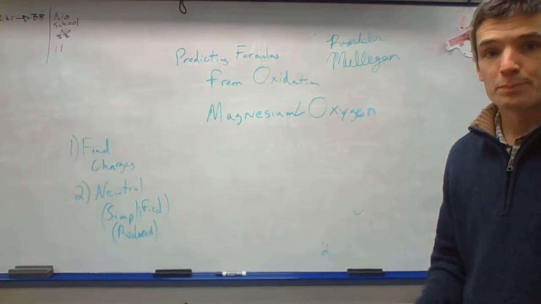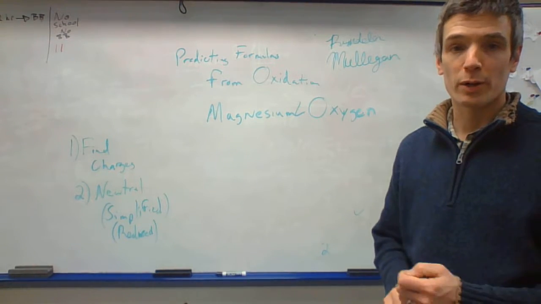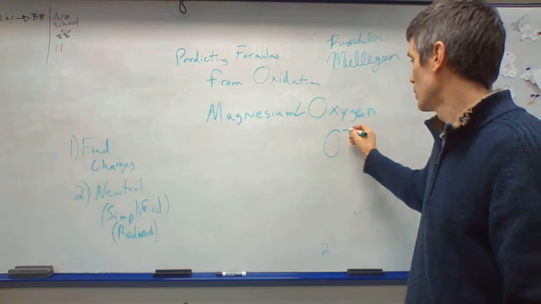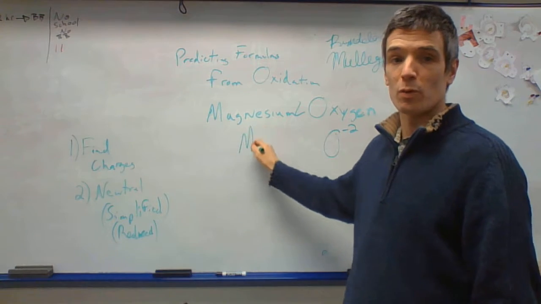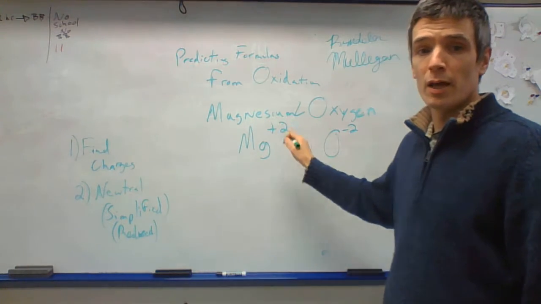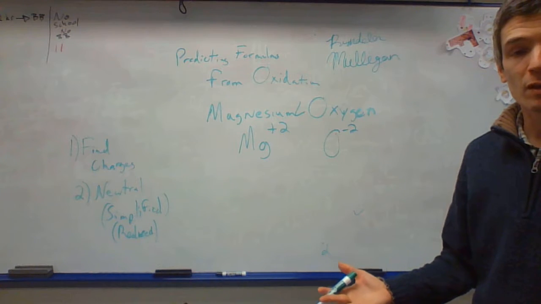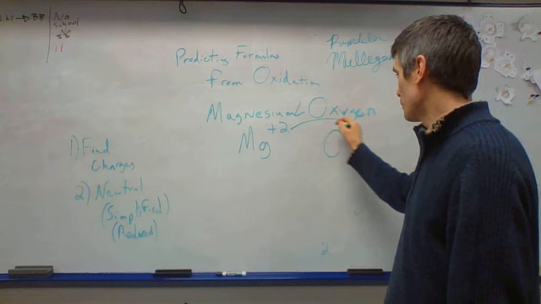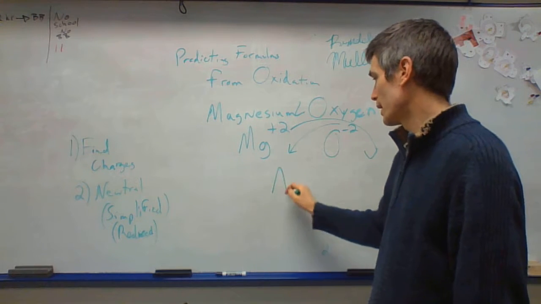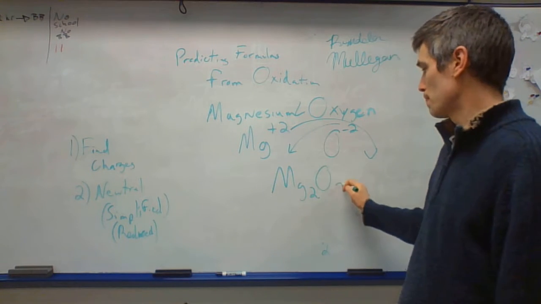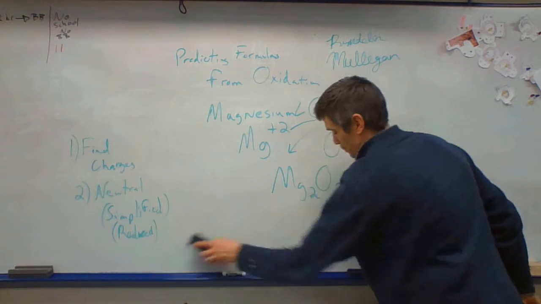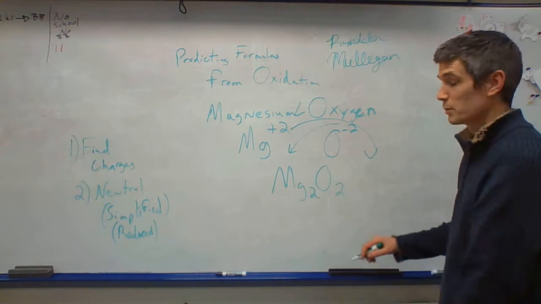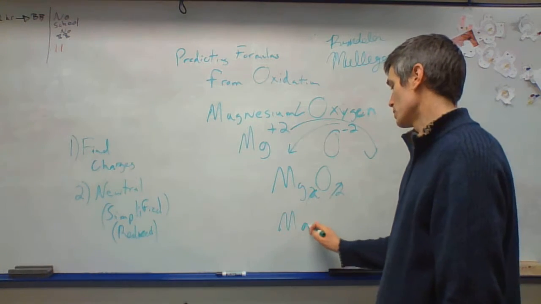Okay, one more example. Magnesium and oxygen. I look at the periodic table, I see oxygen's in group 16, so it's -2. And magnesium is in group 2, so its charge is +2. And then what's the formula? If I swap the charges like this, I get Mg2O2. But you want these to be in their simplest terms or simplest ratio, so I would divide it by 2, and I would just get MgO.